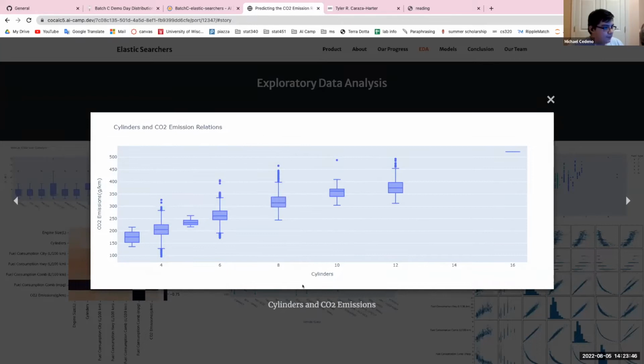So this next graph, at the x-axis is the cylinders of the engine, and at the y-axis is the CO2 emissions for the car. And we can see the general trend is that the more cylinders in an engine, the higher the CO2 emissions.